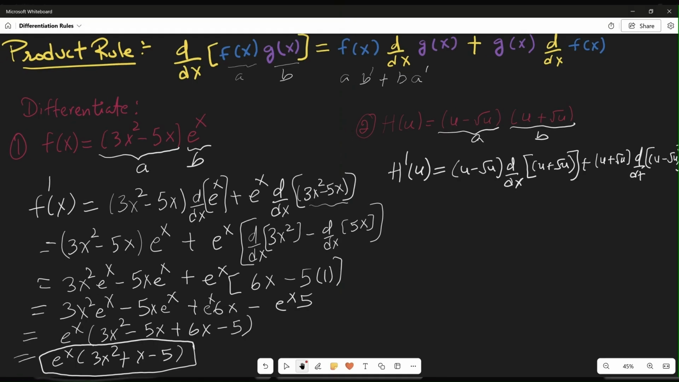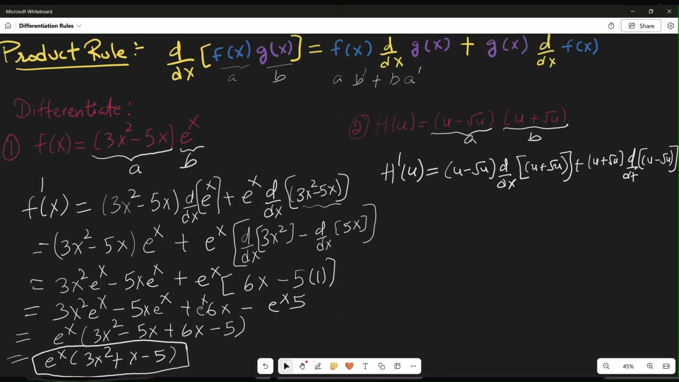Okay, let's do this real quick. This is as it is, u minus square root of u times derivative of, now this is what? This is some law here. Derivative of u plus derivative of square root of u. And if you can tell, square root of u is what? Simply u raised to 1 over 2.